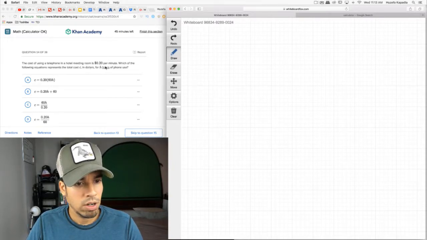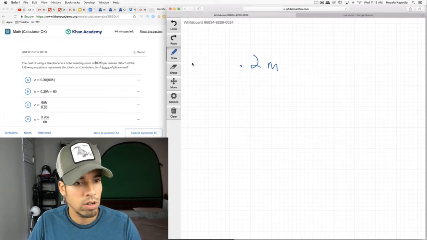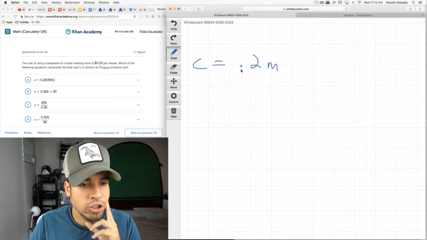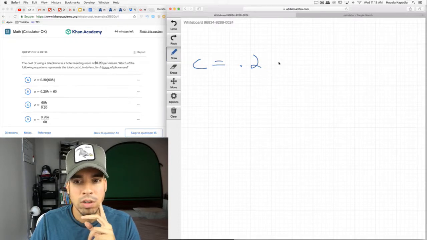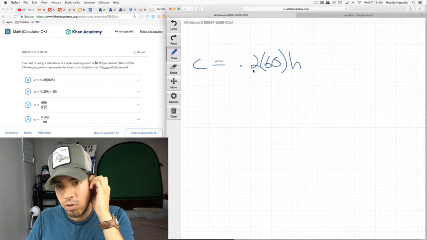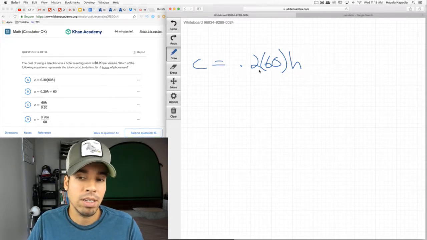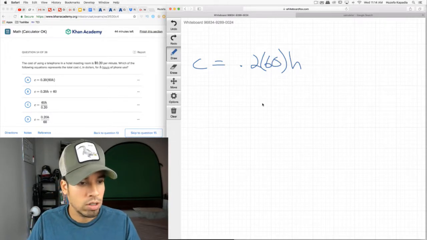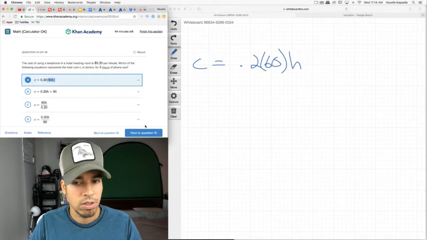The cost of using a telephone in a hotel meeting room is 20 cents per minute. Which of the following equations represents the total cost in dollars for h hours of phone use? Got it. So 0.2 times 60 for 1 hour, times h, right? Instead of 0.2 times each minute, if we want per hour, there are 60 minutes in an hour, so 60 times 0.2, which is 12, times h, okay? And that's the total cost. So it's this one, 0.2 times 60 times h.